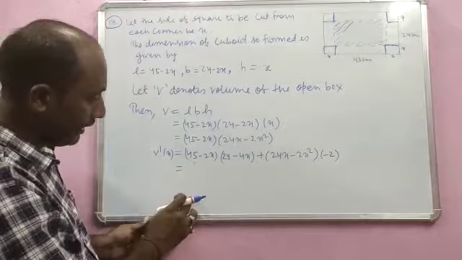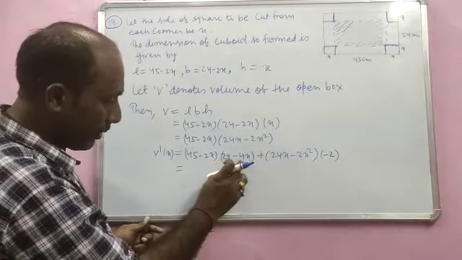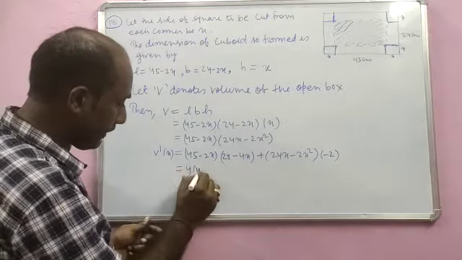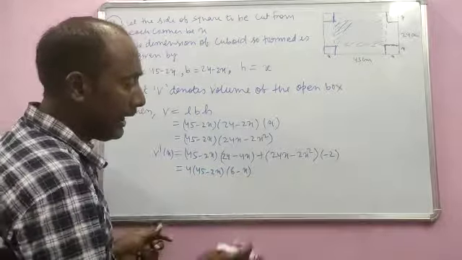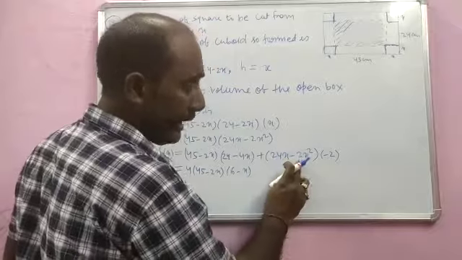So now from here you will find that you can take 4 common. So you will take 4 common from here, 45 minus 2x into 6 minus x. And here you can take 2 common, and 2 is already here.